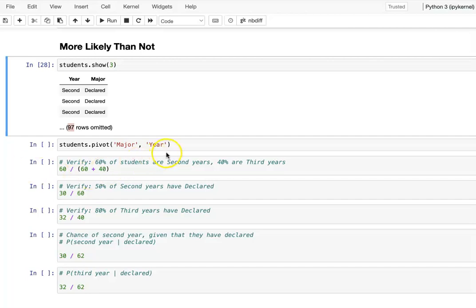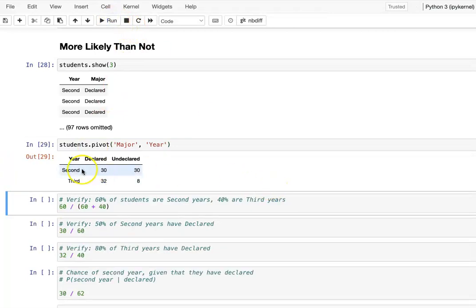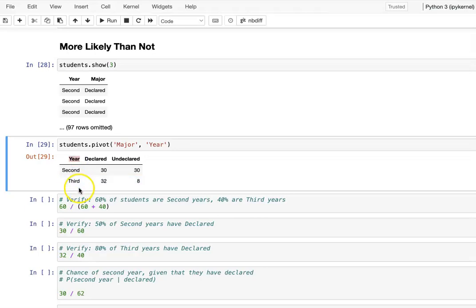In order to get that, since we have major and year, let's do the pivot. That's how we can group them, according to the major and the year. You see here we have second year and third year students. We have 50% declared among second year, because we have 60 second year students, so 30 declare and 30 do not. Then we have third year students, total 40, and 80% means 32 declare.